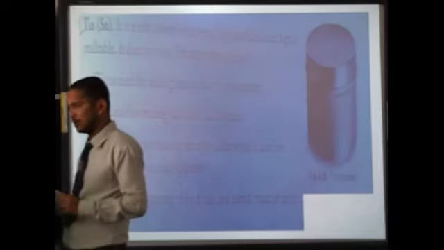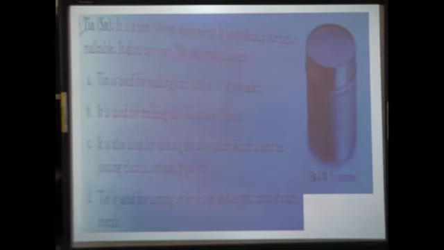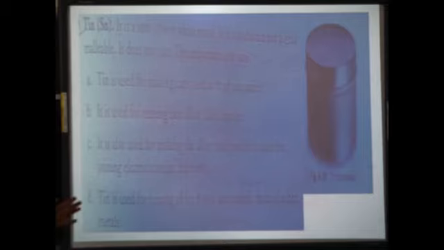Then next is tin. It is a soft silvery white metal. It is not ductile but highly malleable. Tin does not rust. It cannot be drawn into wires, but it is malleable. It can be beaten into thin sheets.